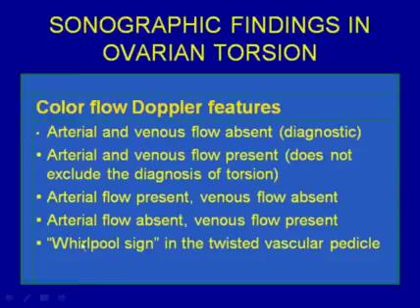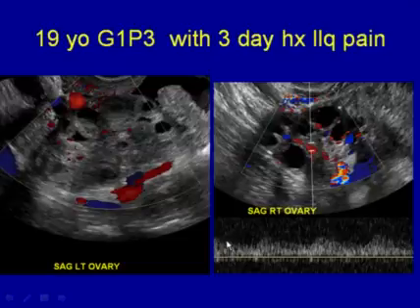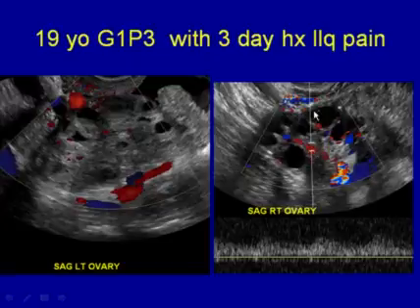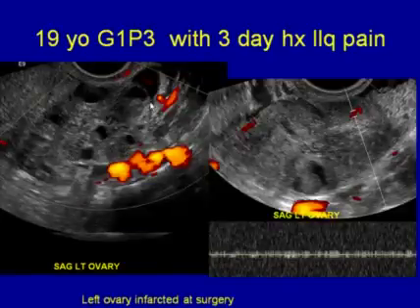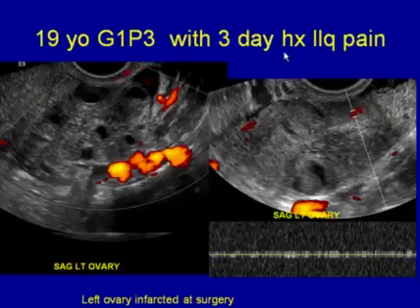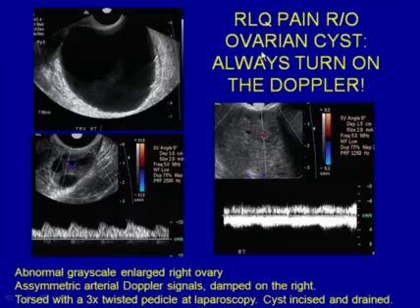So we do want to, again, look for a Whirlpool sign, which will be twisted vessels in that vascular pedicle. So just some examples of the various Doppler patterns. Here's a patient with a 3-day history of left lower quadrant pain. Not quite a classic history. The left ovary, however, is larger than the right, and the follicles are somewhat peripherally placed. You can see normal flow in this right ovary, normal follicles, normal size. Left ovary, you don't see the same flow, even with power Doppler, and absent flow. This is just noise above and below the baseline. So this ovary, unfortunately, was infarcted at surgery. She had been obviously suffering for 3 days.